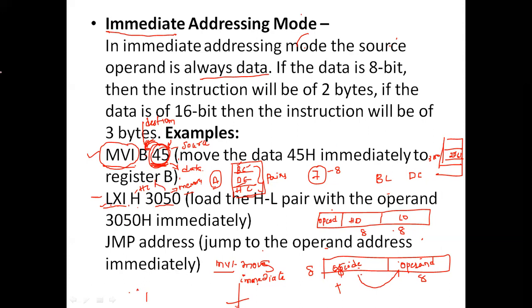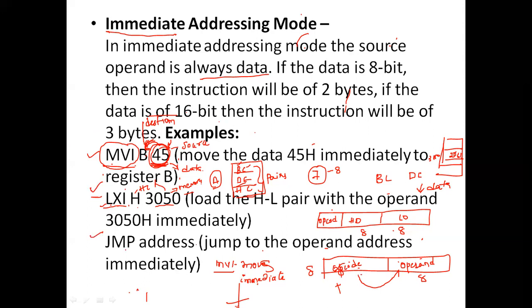Why? Because H specifies the HL pair. D means the DE pair, if it is 16-bit. B means the BC pair, if it is 16-bit. Like that we have to think. So load the HL pair with the operand 3050 immediately. Operand is nothing but data. So whatever data is specified in 3050, immediately load that data into the HL pair. So this is another example of immediate addressing mode.